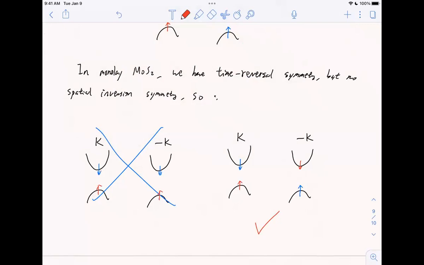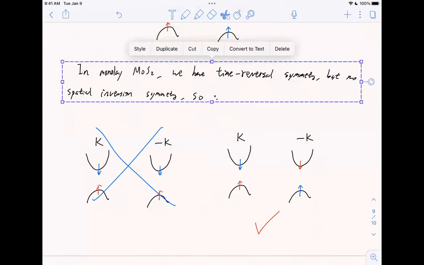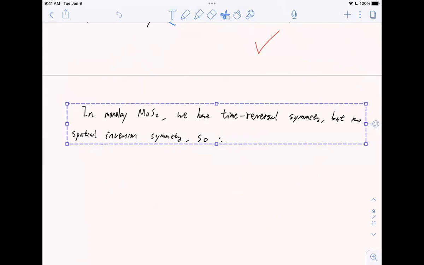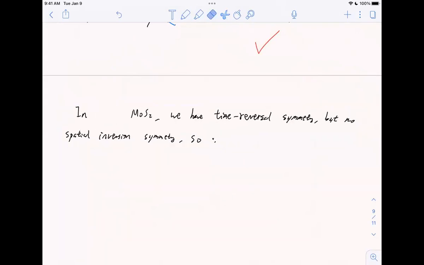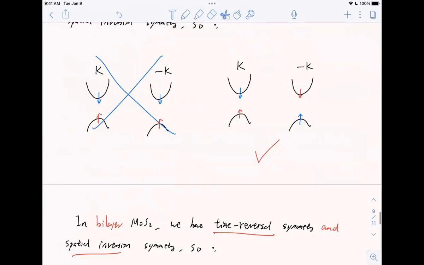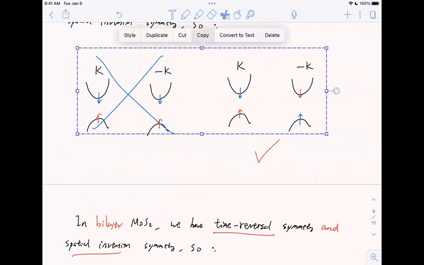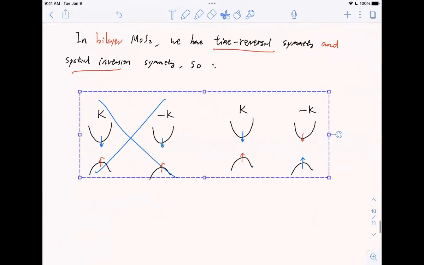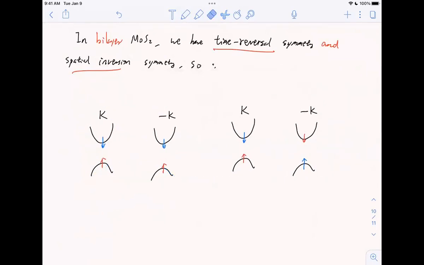This one will hold. Okay, for bilayer you have both. In bilayer you have both. Okay. In bilayer, we have both. Okay, so you have both of them. So in bilayer you just get both of them. Okay, so you just get both of them.